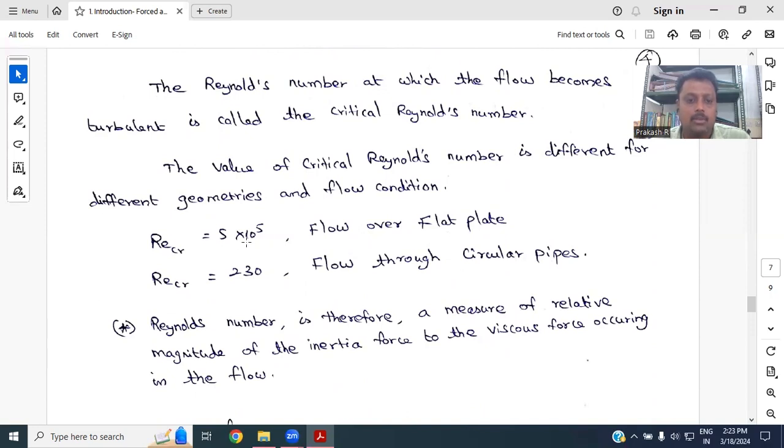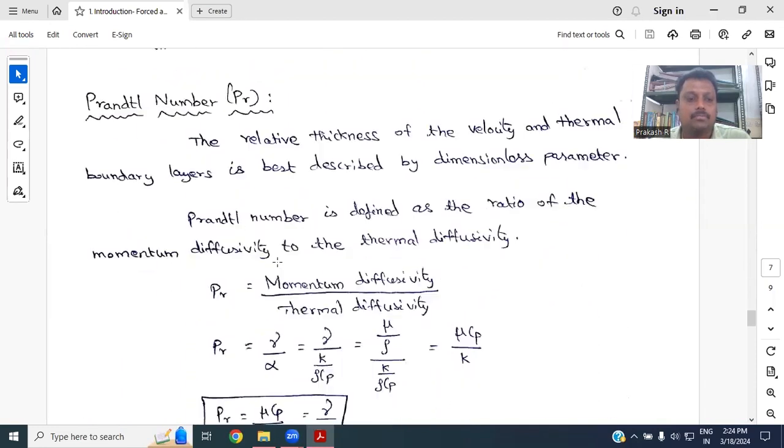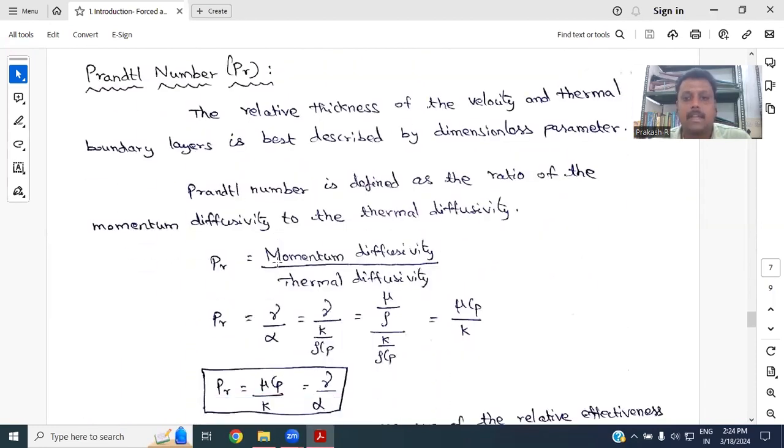And also when we are solving problems on a circular pipe, the critical Reynolds number value is 2300. So, same as the previous case, if the value is less than this, it is laminar flow; if it is greater than 2300, it is turbulent. So we need to find the Reynolds number value to know whether the flow will be laminar or turbulent. The third number will be the Prandtl number.